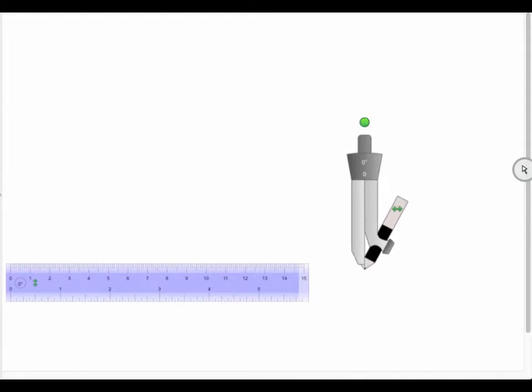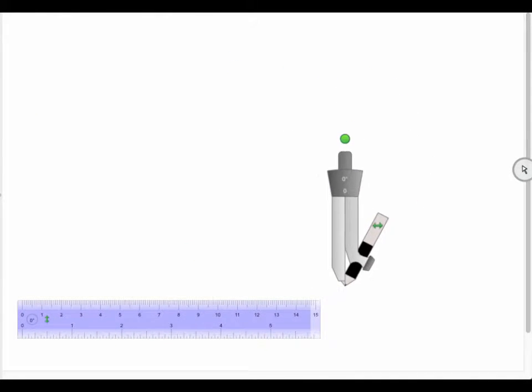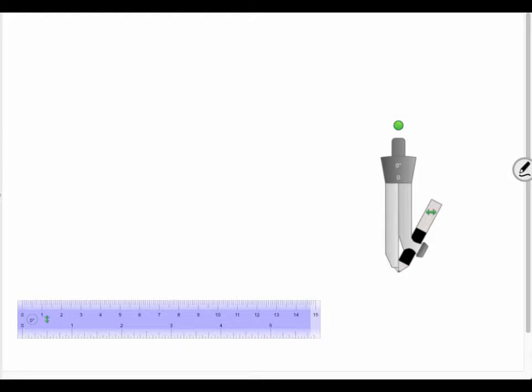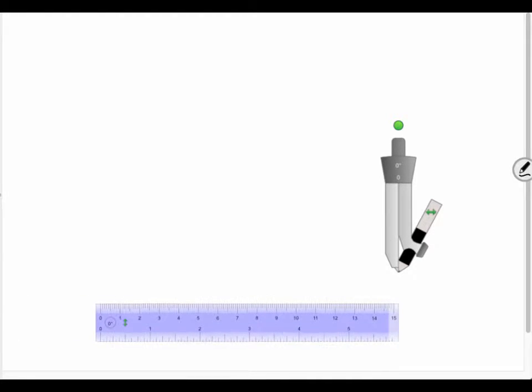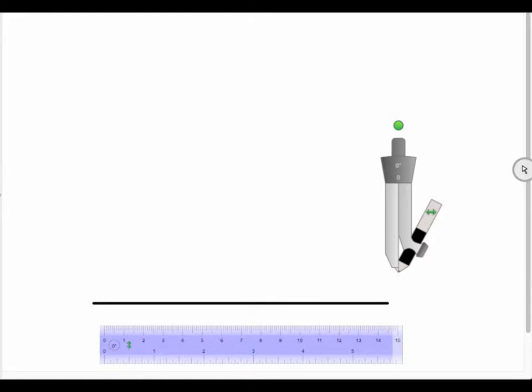All right, guys. So we're going to need a straight edge, and we're going to need our compass. And I'm just going to move that over here. Take your straight edge and just draw a line on it. It doesn't have to be a specific length.